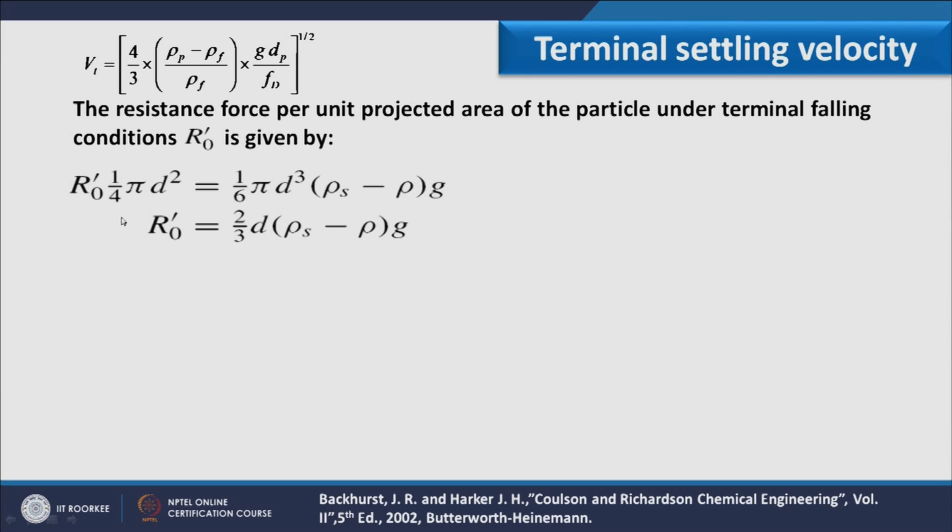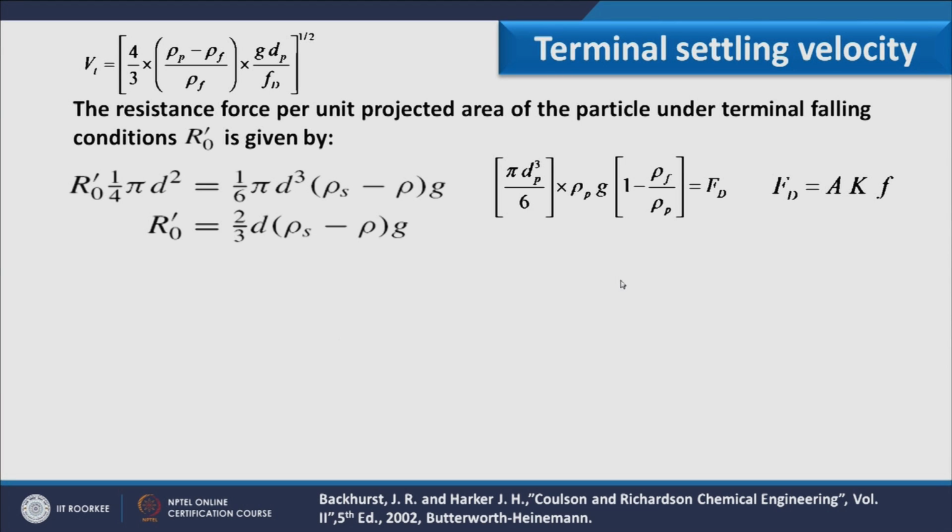So, Rho dash into 1 by 4 pi d square equals 1 by 6 pi d cube, rho s minus rho, into g. Now, what is this right hand side expression? If you remember where we started the derivation of terminal settling velocity, this complete expression is equal to Fd. If you match this equation with this, it is equal, because here we have d and that dp will be replaced in place of it. So, when we resolve this expression, we get the same expression, and that is equal to Fd.